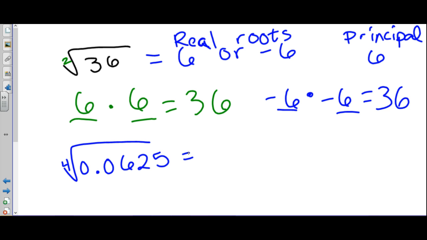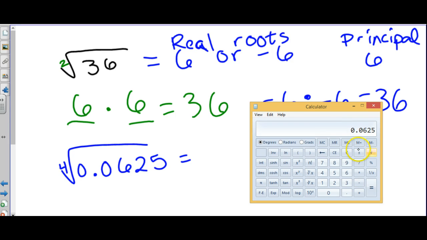If we have 0.0625, this one I'm not sure about without using a calculator, so I'm going to get out my calculator first. In my calculator, we type in the 0.0625 first, then I hit the y to the x button, and then the 4, which gives us 0.5.